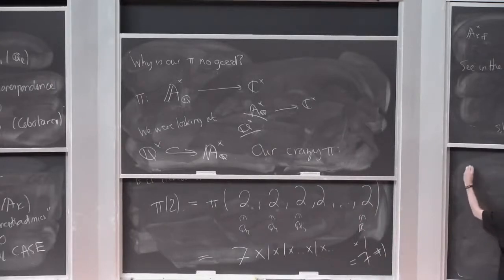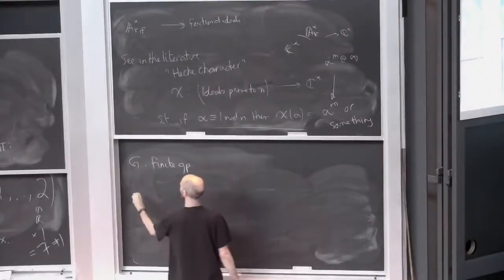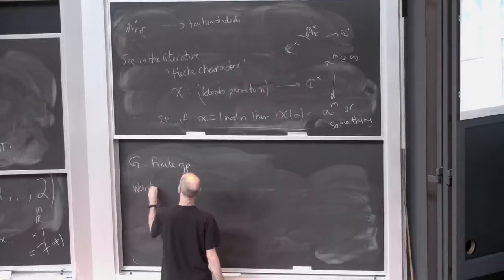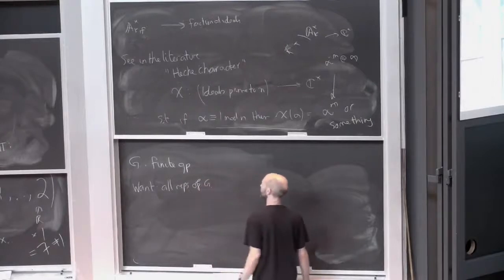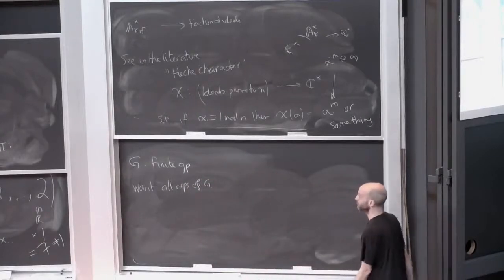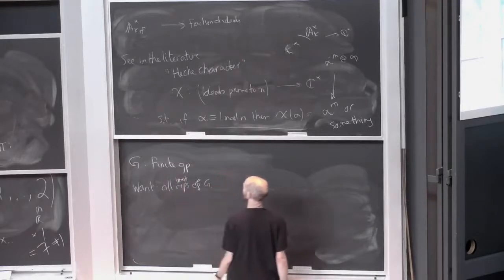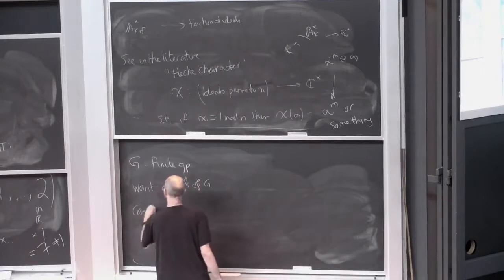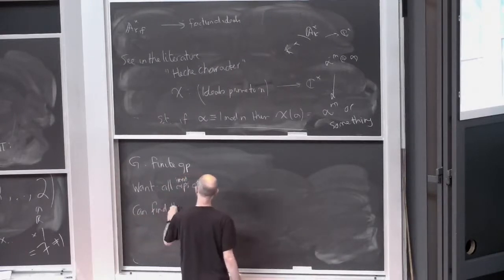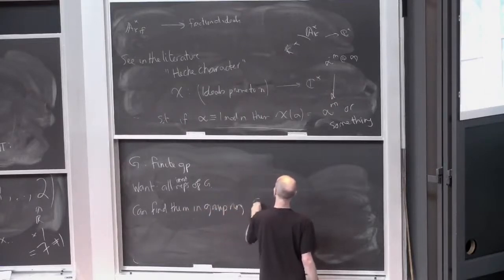So if G is a finite group, and I want to understand all the representations of G, where am I going to find them? Find them in the group ring, right? Irreducible representations of G over the complexes. I can find them in the group ring, C of G.